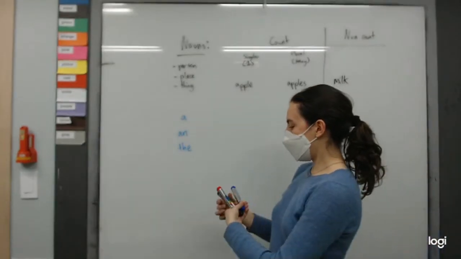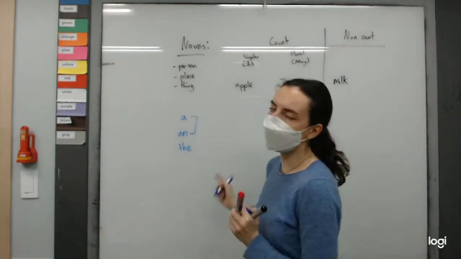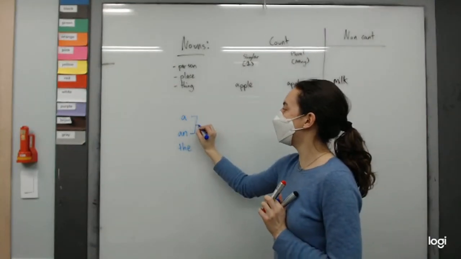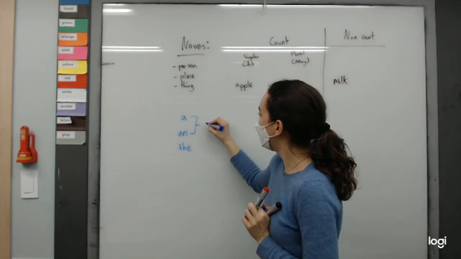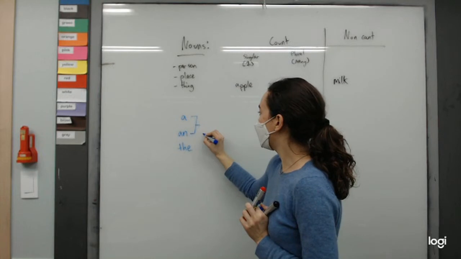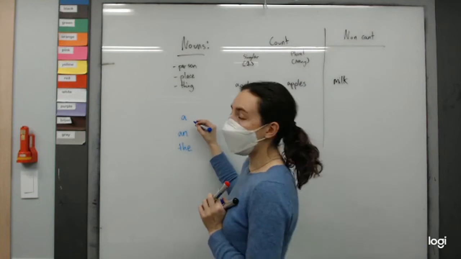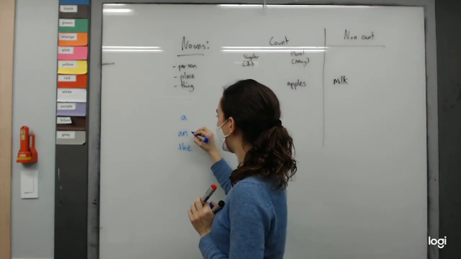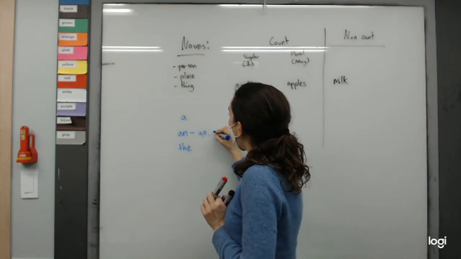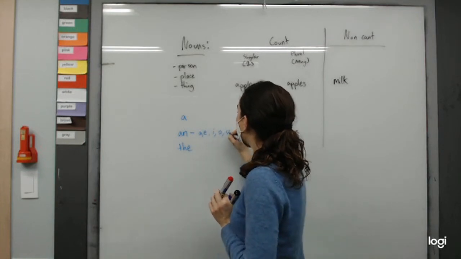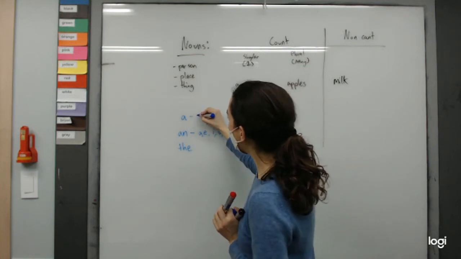So, a and an are friends. We use them in the same times. Okay, sorry, I'm going to try this again. A and an are friends. We use an for A, E, I, O, U, and sometimes H starting words. And then a we use for other words.